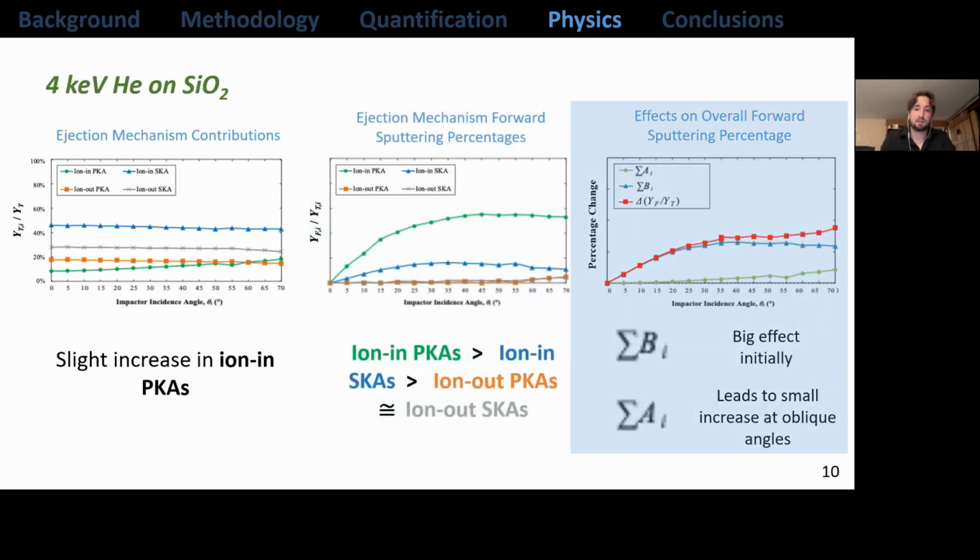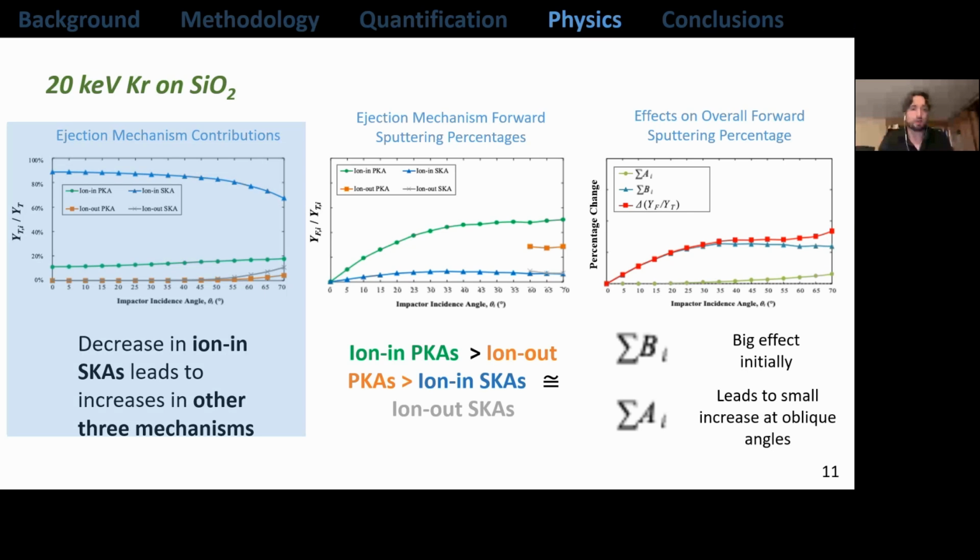And so then you can see in this case, the blue curve increases again rapidly, while the green curve, which is the effect of ejection mechanism contributions, doesn't increase much at all. And then again, looking beyond the 30 degree mark, there's very little change in that green curve this time. And this differs from the hydrogen case, where ejection mechanism contributions had a big effect in changing the overall percentage of atoms sputtered forward. And that's why you're seeing the overall percentage of atoms sputtered forward, the red curve, leveling off.